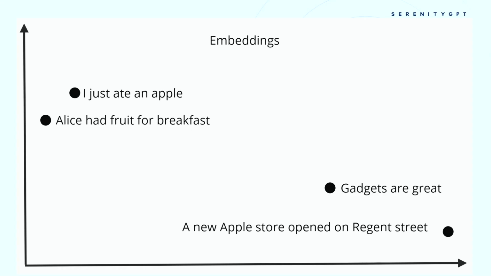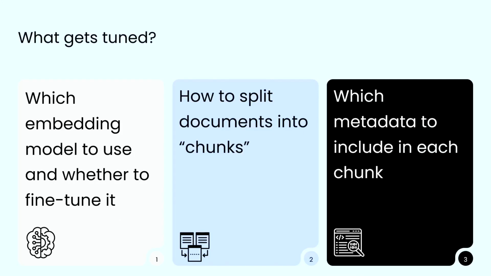So I just ate an apple will be near Alice had fruit for breakfast, but will be far away from a new Apple store just opened on Regent Street. And these embedding models are very powerful, even though they're much, much smaller than large language models. But that is 90% of what we do.